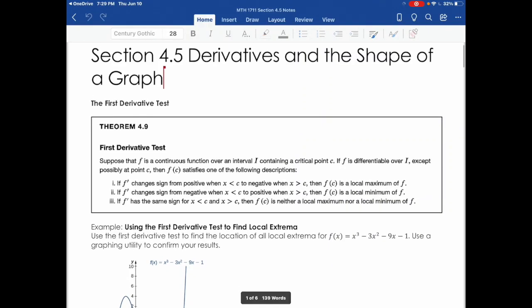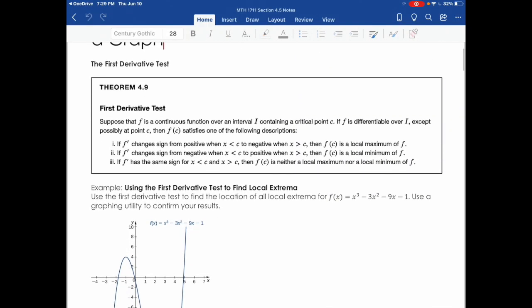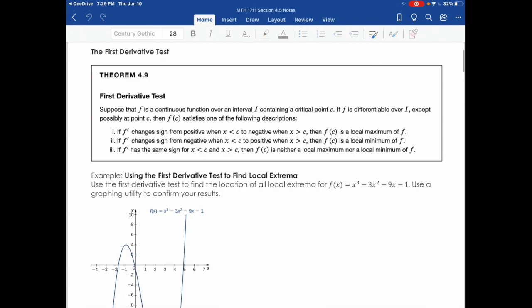In this lesson, we are going to talk about derivatives and how they can help us determine the shape of a graph. Now, previously in the section where we talked about local maxes and mins, I kind of hinted at this theorem called the first derivative test, and we talked about it without me directly naming it. So this will hopefully be a little bit of a review.